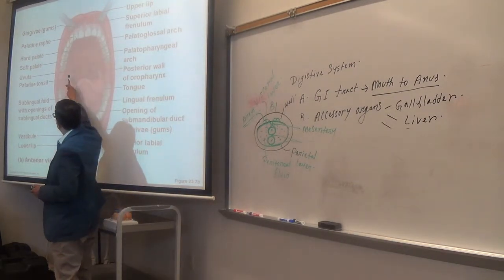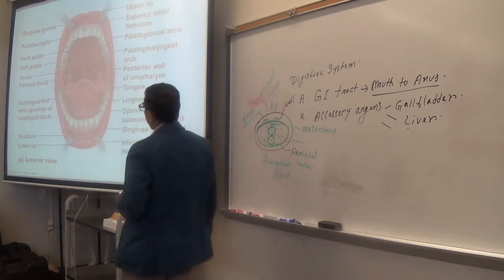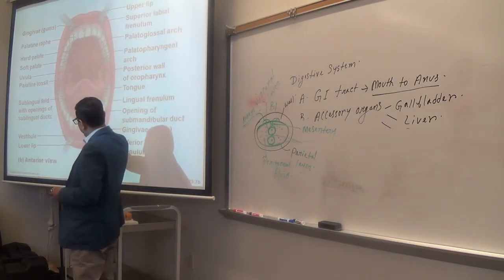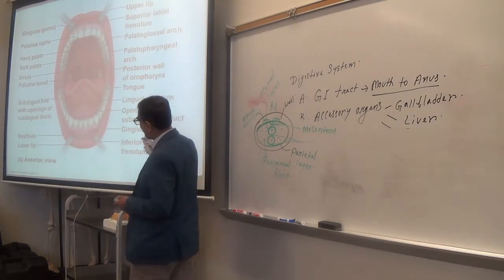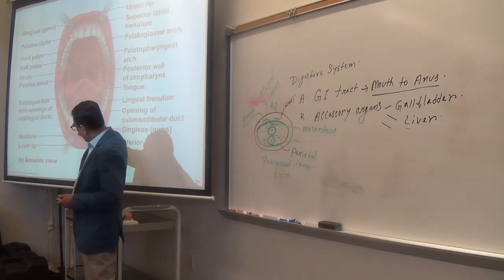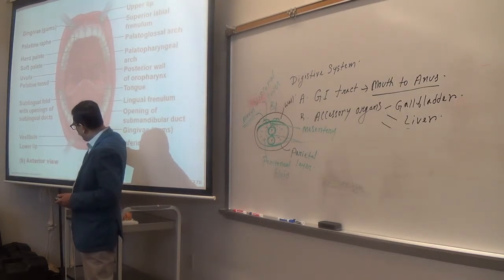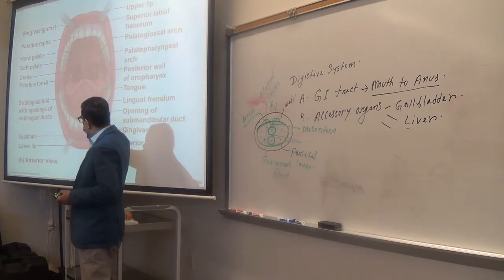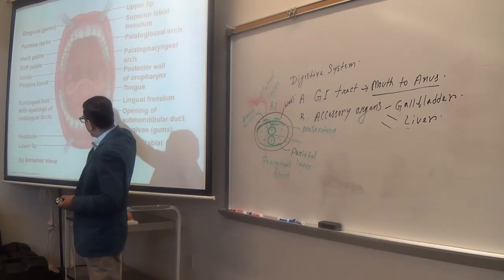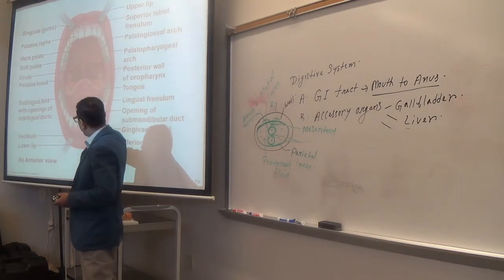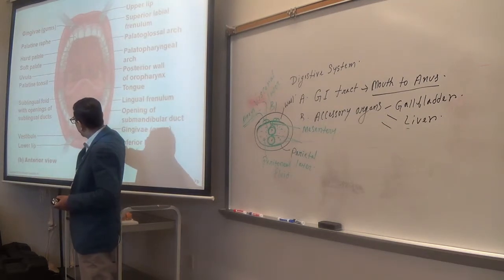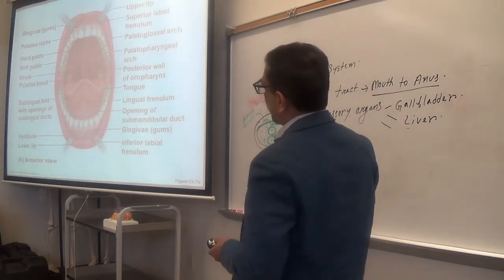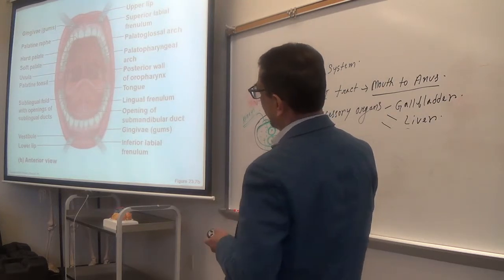Palatine tonsils, the side of the palate. You have teeth, you have the gingiva or gums, you have vestibule. Vestibule is the area between the lip and the gum. So this is vestibule, between lip and the gum. Okay? You will see the openings of the salivary ducts. So from the salivary gland, the saliva is released into the oral cavity or mouth through these openings of the ducts or tubes. Okay? So those are some structures that you will see in the mouth.